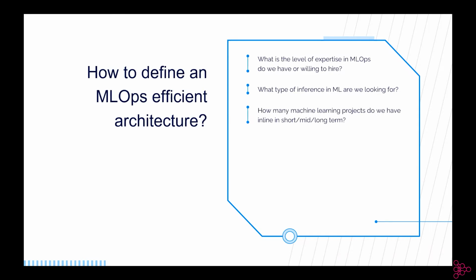Then it's important to understand how many machine learning projects you have in line for the short term, mid-term, and long term. The load of your project pipeline is very important, because I've seen cases where companies implement one or two microservices in the line, and then they say, okay, that's fine, we did our MLOps. But then they realize what they implemented is just not scalable.